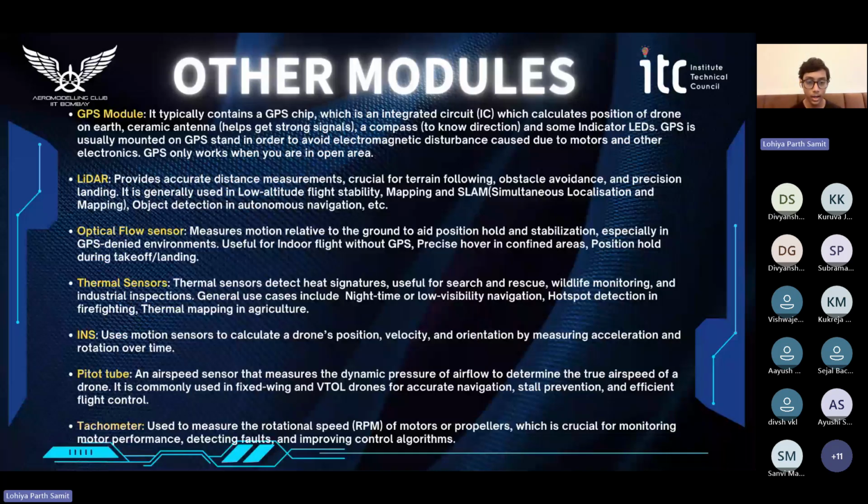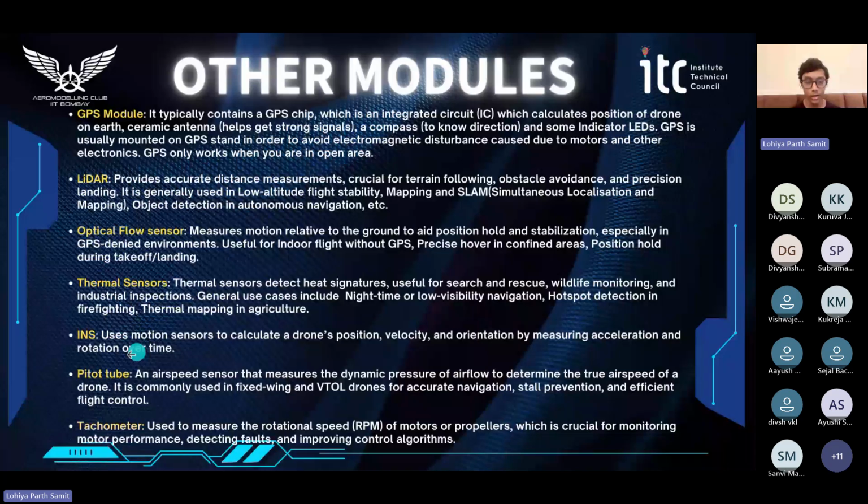The next module is the INS, which uses motion sensors to calculate the drone's position, velocity, and orientation by measuring the acceleration and rotations over time. We now have the pitot tube. It is a tube that uses Pascal's law.